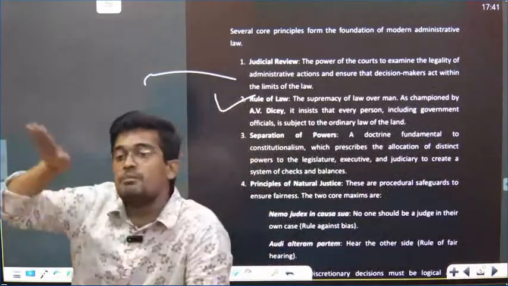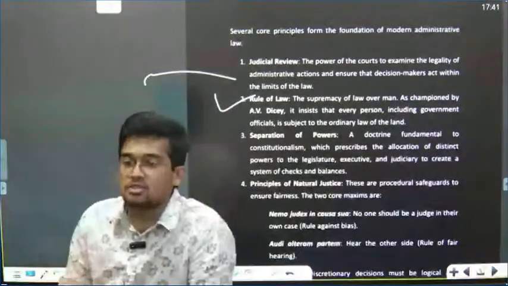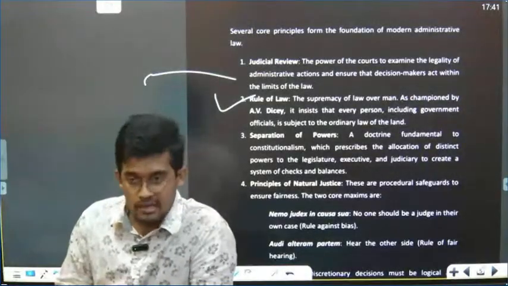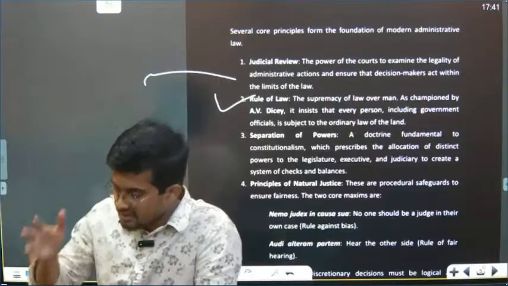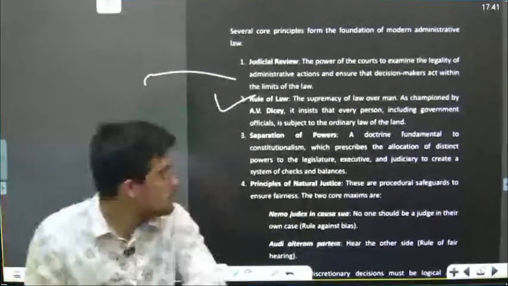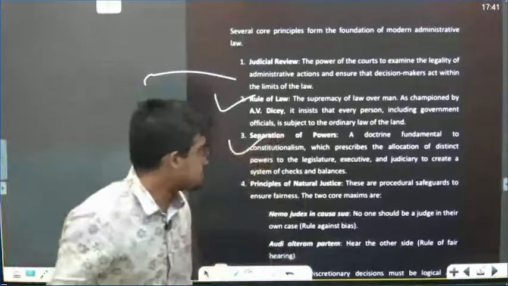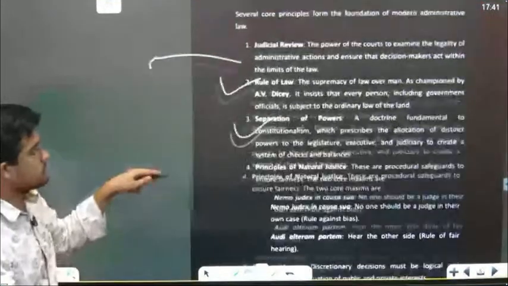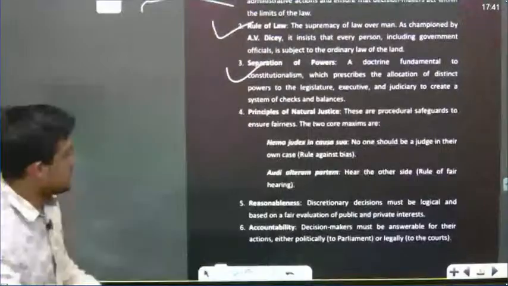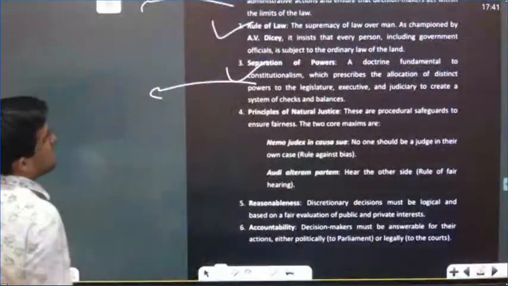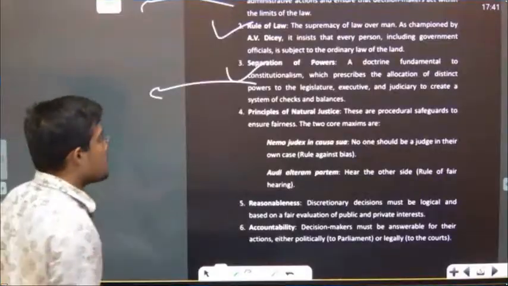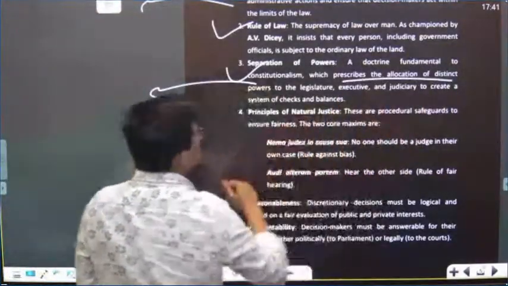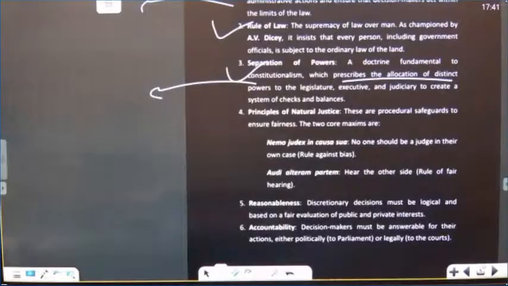There is nothing above that, and that has to be ensured in administrative function. Next principle is separation of power. This is very important to the idea of constitutionalism. That means limitation on government power. It prescribes the allocation of distinct power to the legislature, executive, and judiciary to create a system of checks and balances.